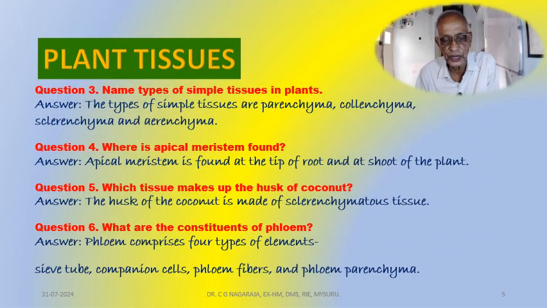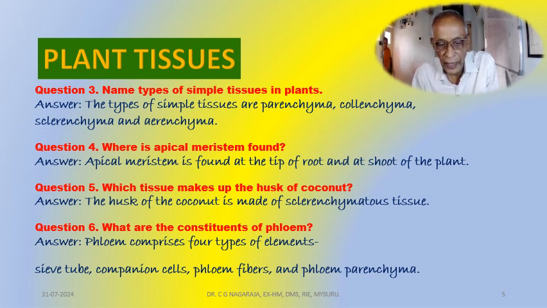Here are some questions on plant tissues. Name types of simple tissues in plants. Answer would be, the types of simple tissues are parenchyma, collenchyma, sclerenchyma and mesenchyma. Remember the 4 types. I will repeat: parenchyma, collenchyma, sclerenchyma and mesenchyma. Next question, where is apical meristem found? Apical meristem is found at the tip of the root and the tip of the shoot.